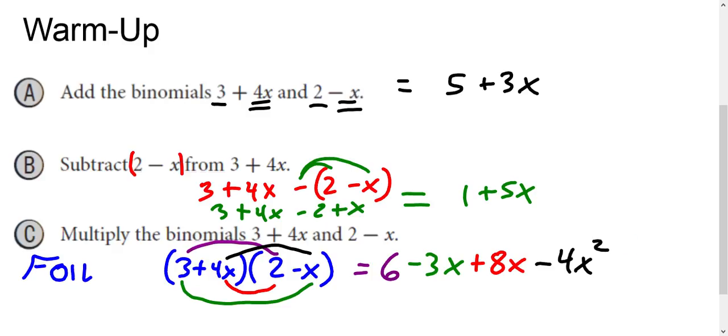And then before any problem is ever finished, you always have to check for like terms, see if there's anything you can combine. Combine those two, they're like terms. So you get 6, negative 3 plus 8 is 5x minus 4x squared.